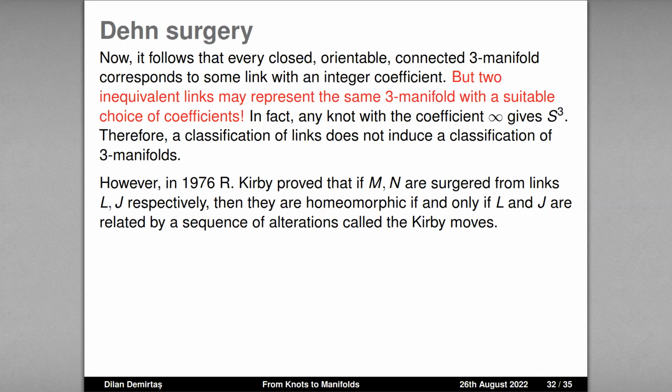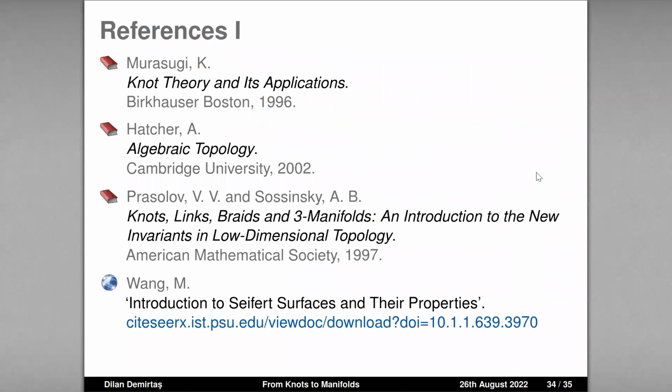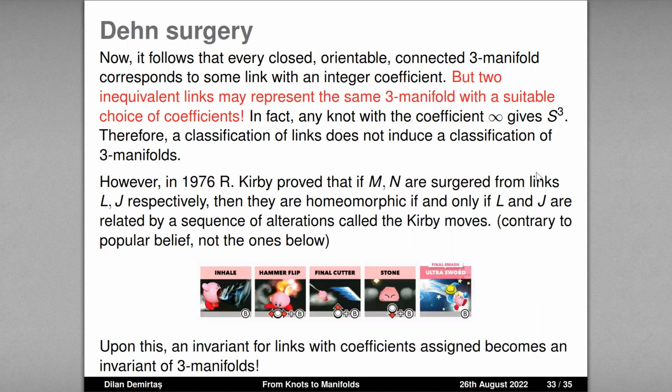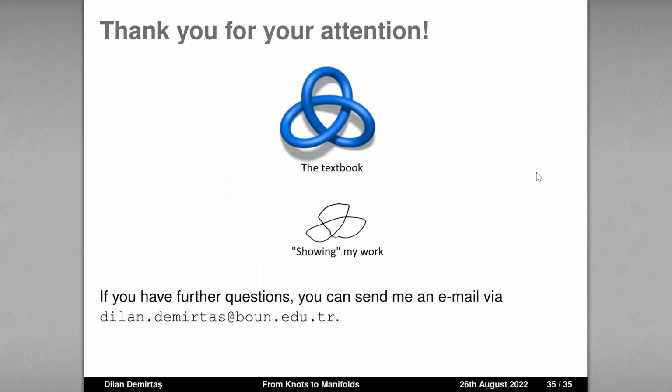However, in 1976, Kirby proved that if we have two manifolds, M and N, obtained by surgery from links L and J respectively, then they are homeomorphic if and only if L and J are related by a sequence of alterations called Kirby moves. And contrary to popular belief, Kirby moves are not these ones. Upon this, we see that an invariant of links with coefficients assigned becomes an invariant of 3-manifolds. And that's it. Thanks.